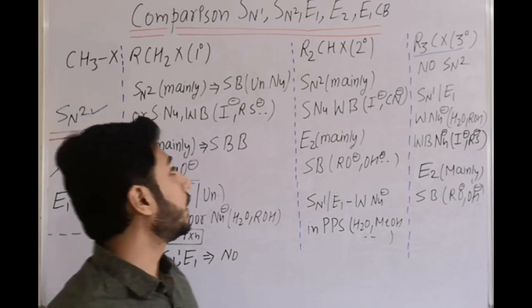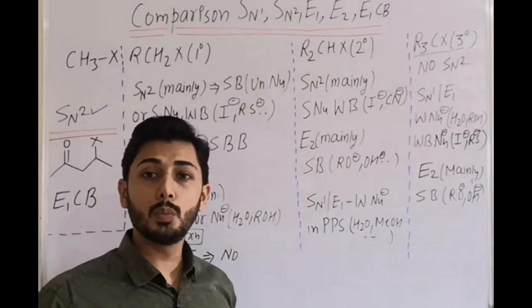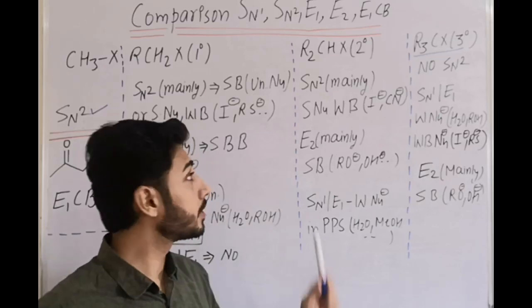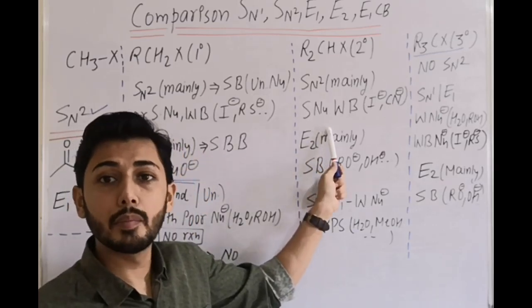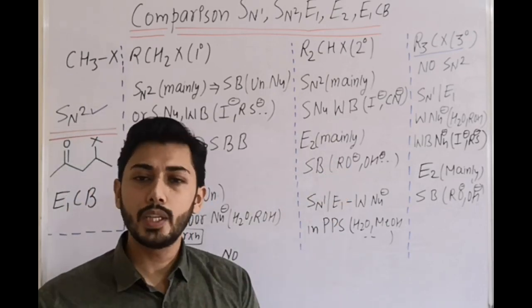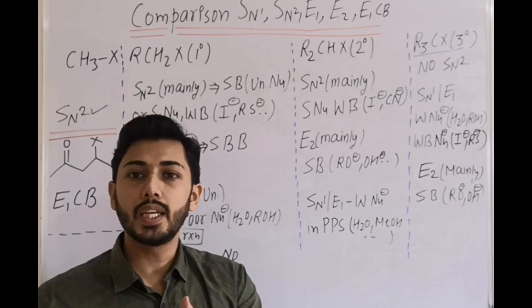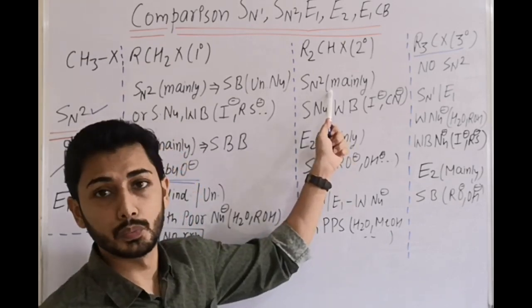Then next is secondary alkyl halide. With secondary alkyl halide, majorly SN2 product is formed, but the condition is a strong nucleophile which is a weak base, like I minus, CN minus, SH minus. These are strong nucleophiles, weak bases. So with secondary alkyl halide, the major product will be by SN2.